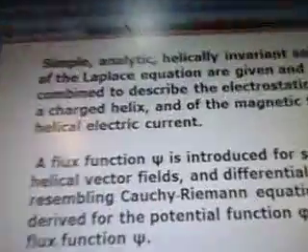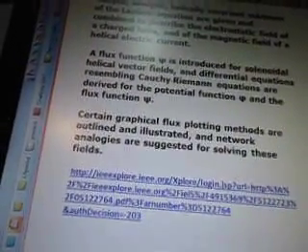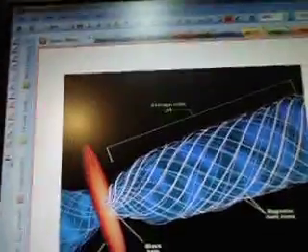A flux function is introduced for solenoidal helical vector fields, and differential equations resembling Cauchy-Riemann equations are derived from the potential functions of that and flux function of that. Certain graphical flux plotting methods are outlined and illustrated, and network analogies are suggested for solving these fields. And it's at IEEExplore.ieee.org. So here's a nice pretty picture for you to look at.